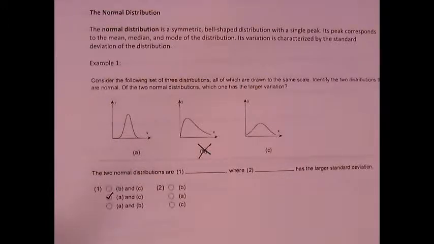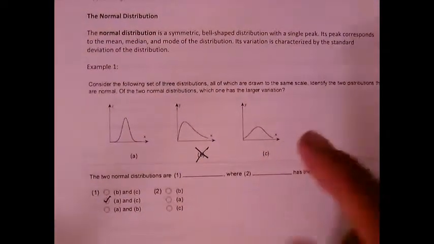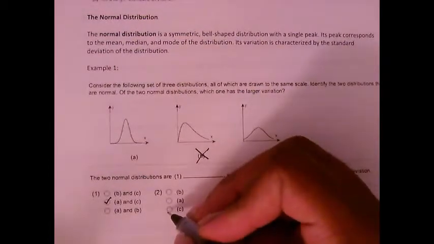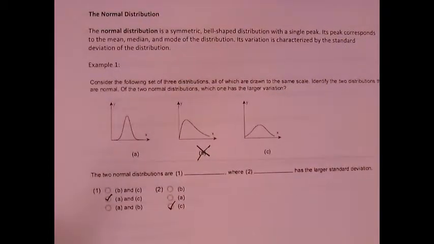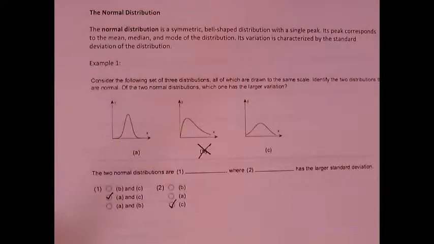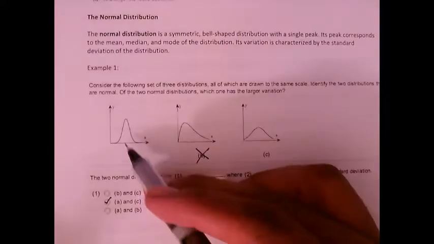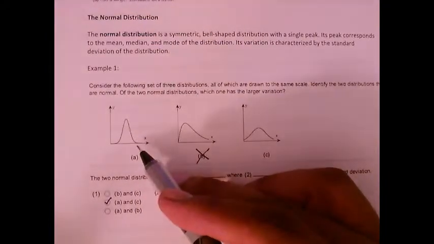Now, of A and C, which one has the larger standard deviation? Well, the one with the smaller of the 2 humps. If the hump is smaller, that means that the standard deviation has to be larger. And in this case, it's going to be C. So C has the larger standard deviation. A has the smaller because the hump is tall and skinny.